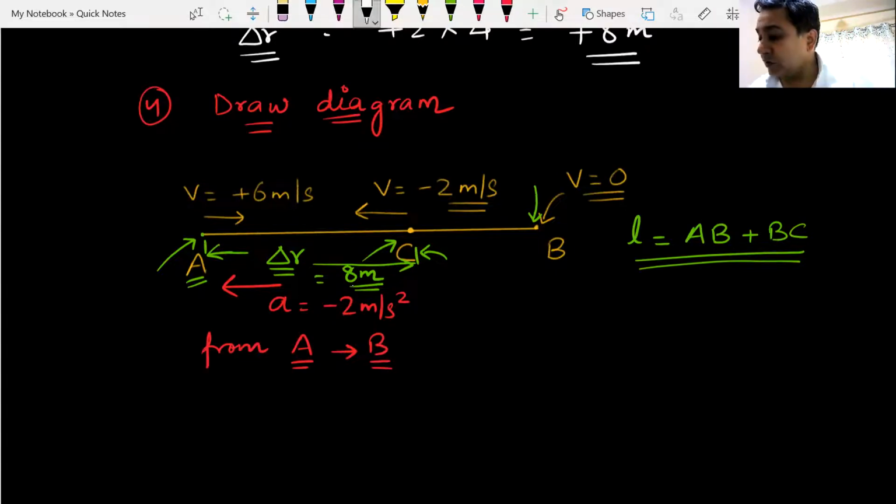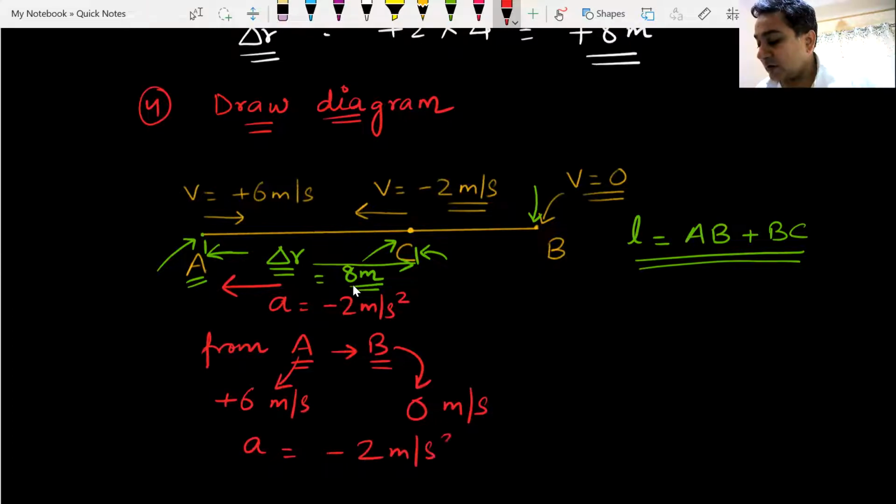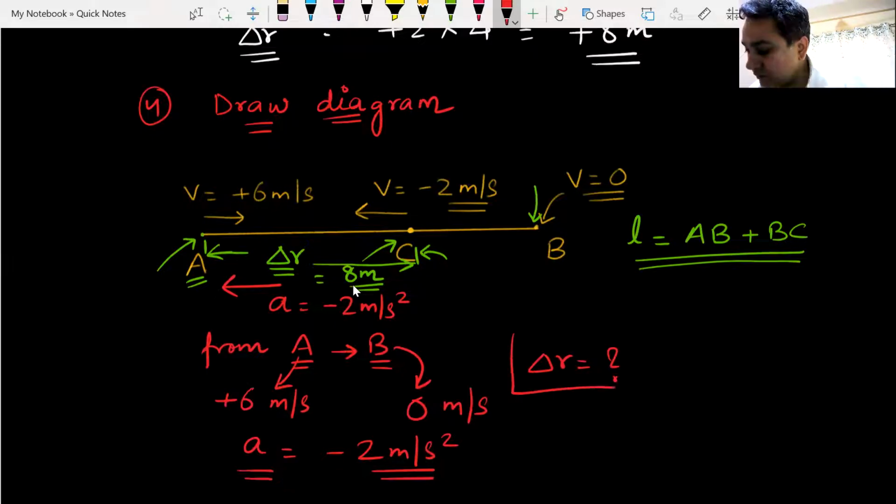Now, look at this, everyone. The initial velocity at A is +6 meters per second. The velocity at B is 0 meters per second because it has stopped. The acceleration is -2 meters per second squared. From here, I can find out the displacement. Can anyone tell me how much is the displacement from A to B?